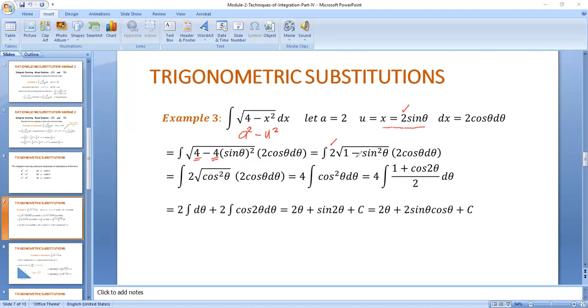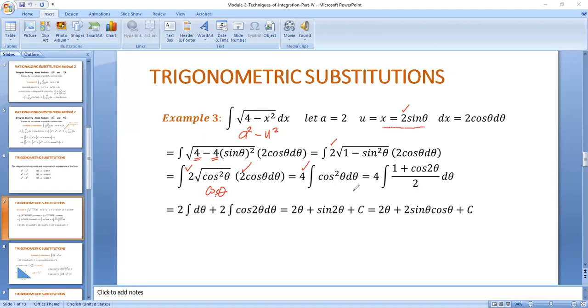What is left is 1 minus sine squared theta, and we still have the 2 cosine theta d theta here. The 1 minus sine squared theta is equivalent to the identity cosine squared theta from your trigonometry. If you take the square root of this, that would be cosine of theta. So this cosine of theta and this cosine of theta multiplied would give you cosine squared theta d theta. These 2 and these 2 will give you a 4.